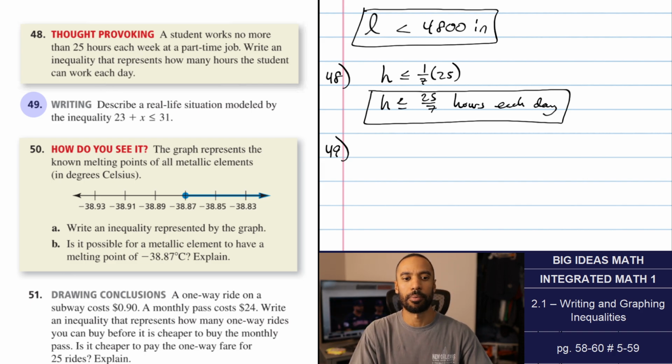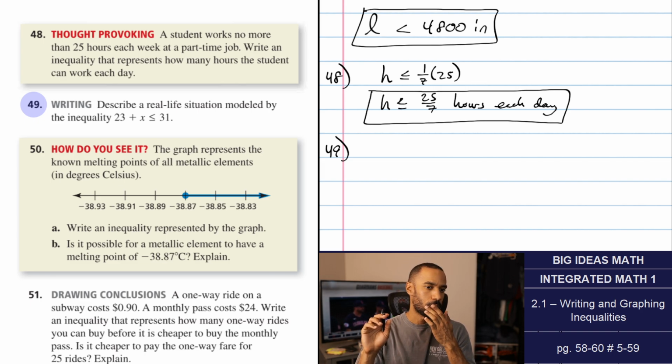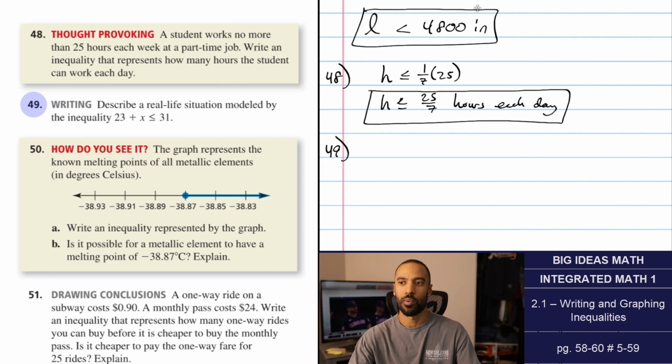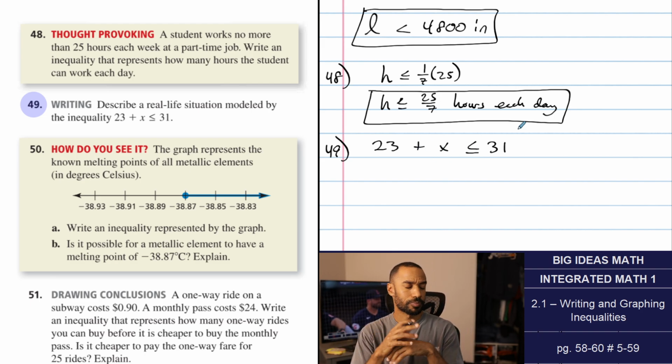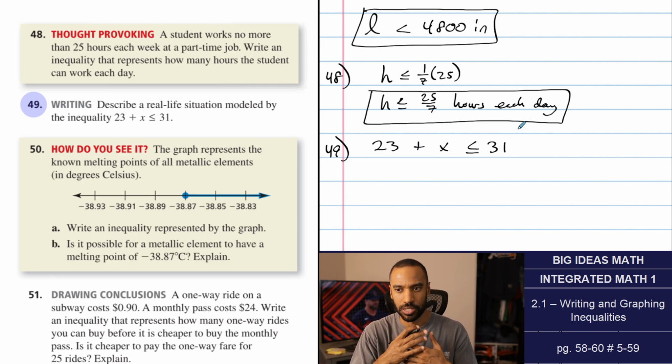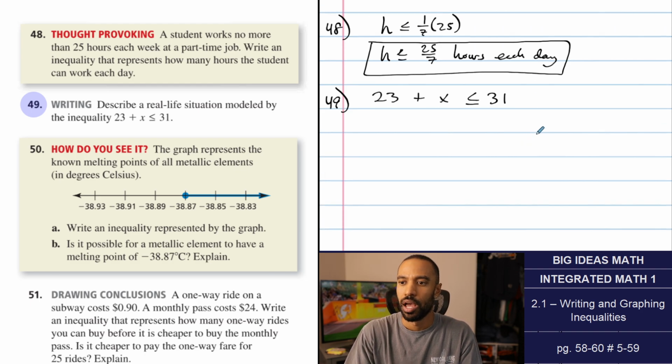Number 49, describe a real life situation modeled by the inequality 23 plus x is less than or equal to 31. Now, keep in mind with this situation, we're not going to solve for it, so we want to do it straight up as it's written using the numbers 23 and x and such. Remember, we're not solving this kind of inequality until next section, 2.2.